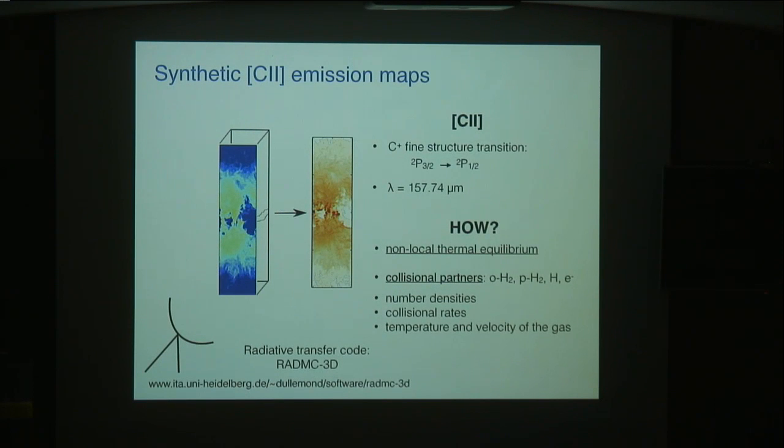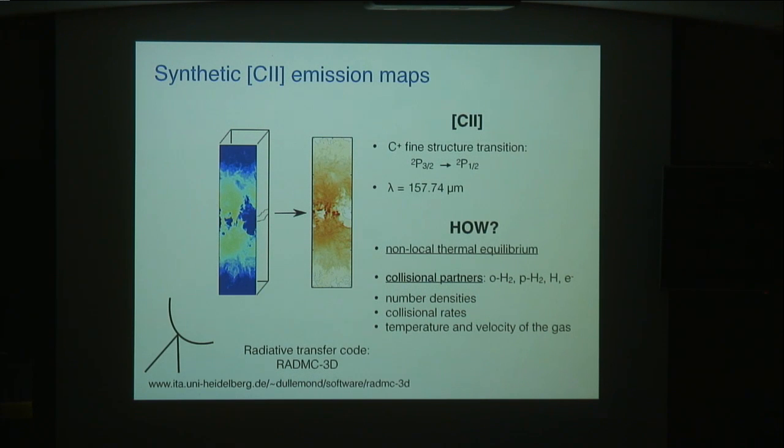And we assume that we have a non-local thermal equilibrium. That means that we need collisions with other particles to populate the levels of the carbon ions. And we take as collisional partners molecular hydrogen, atomic hydrogen, and electrons. So the number densities of our different species, the hydrogen species, electrons, and carbon ions, we get more or less from the code, so we have to do some post-processing. Then we get collisional rates from the databases itself, and the temperature and the velocity of the gas we get again from the simulation.